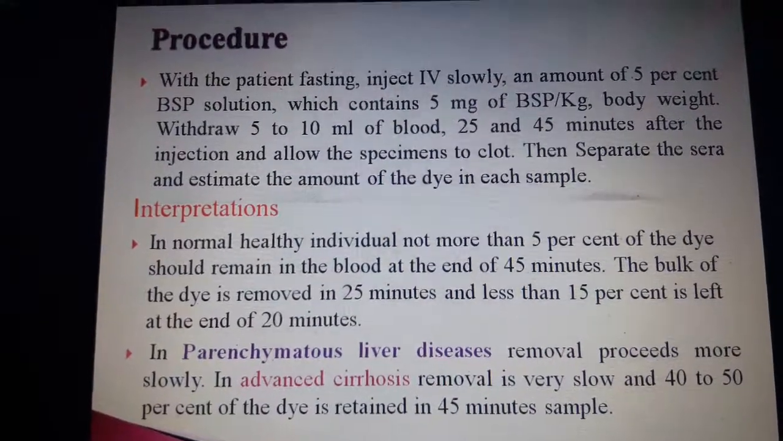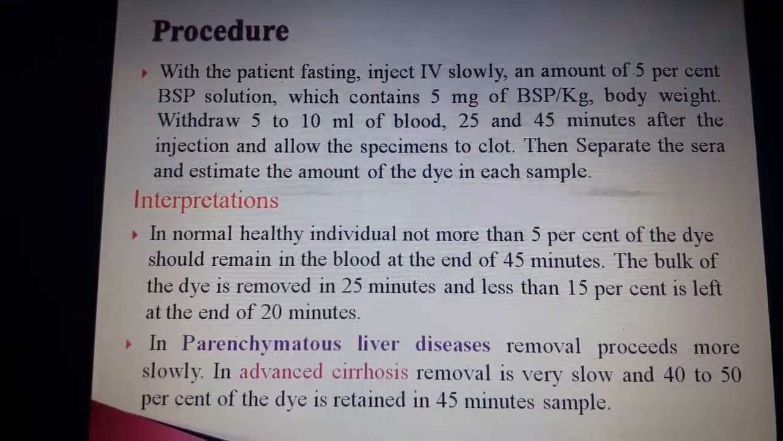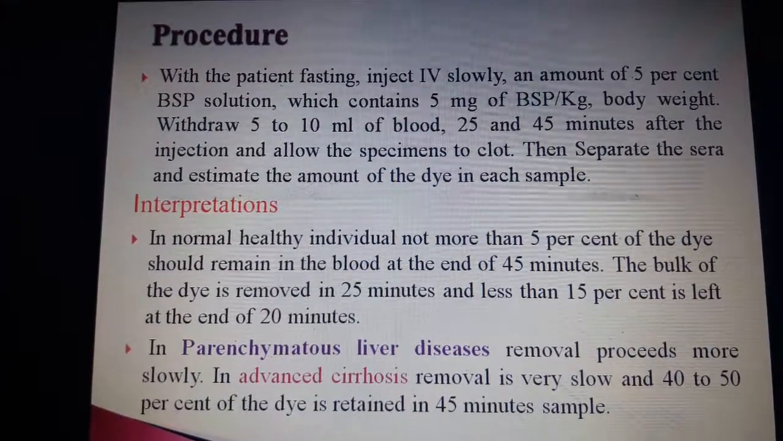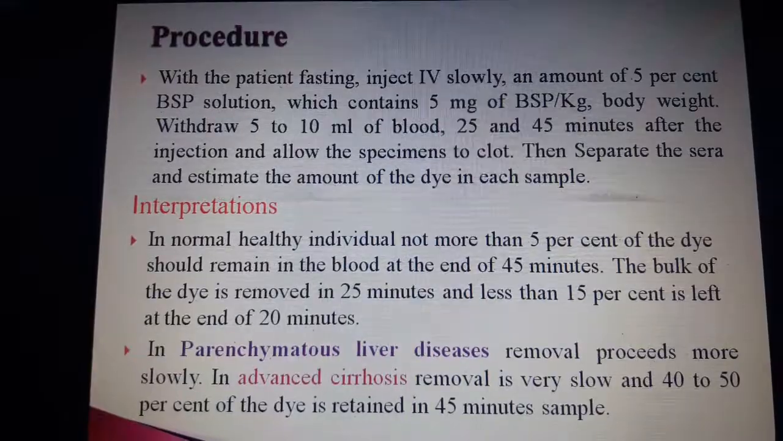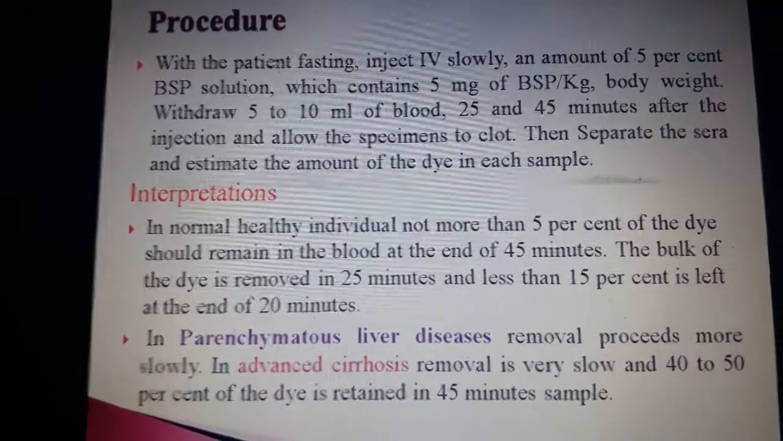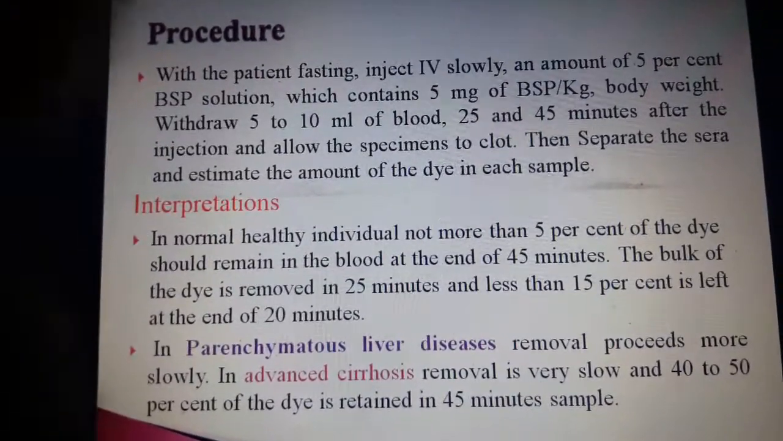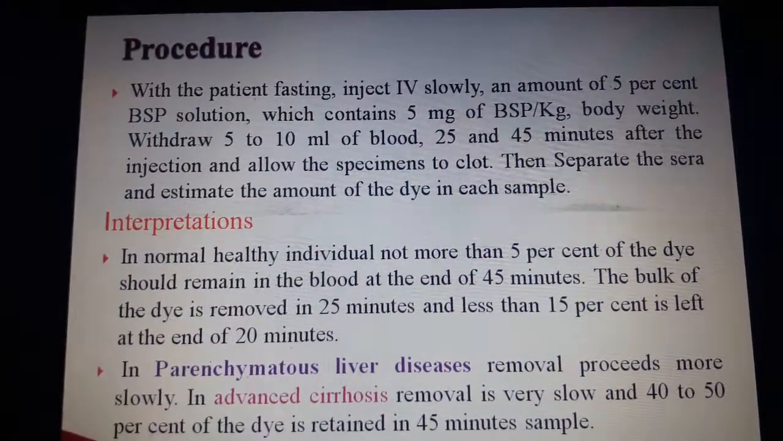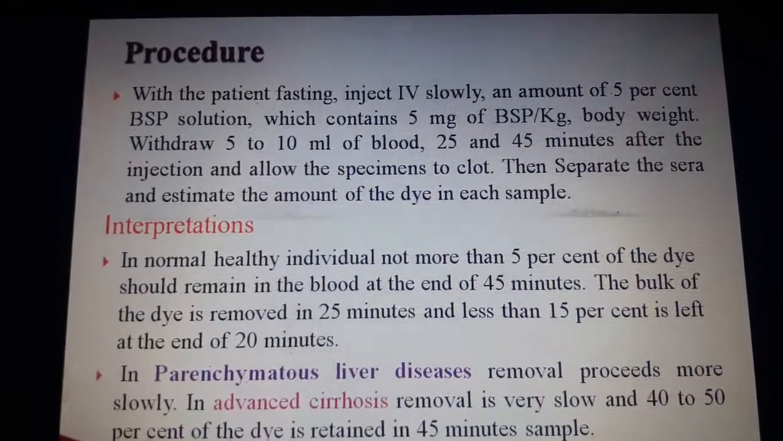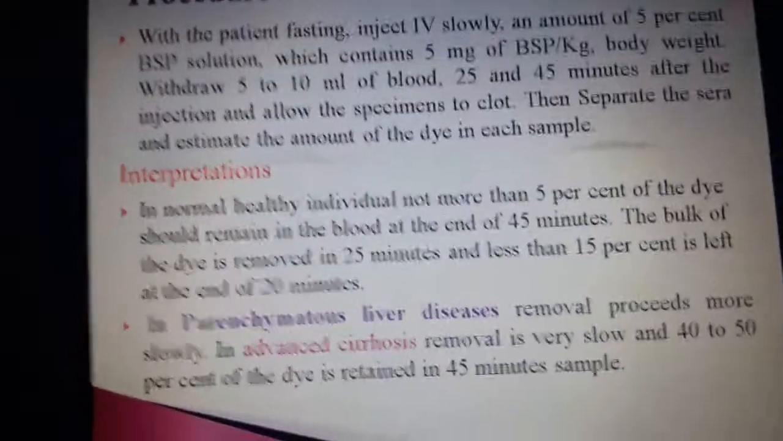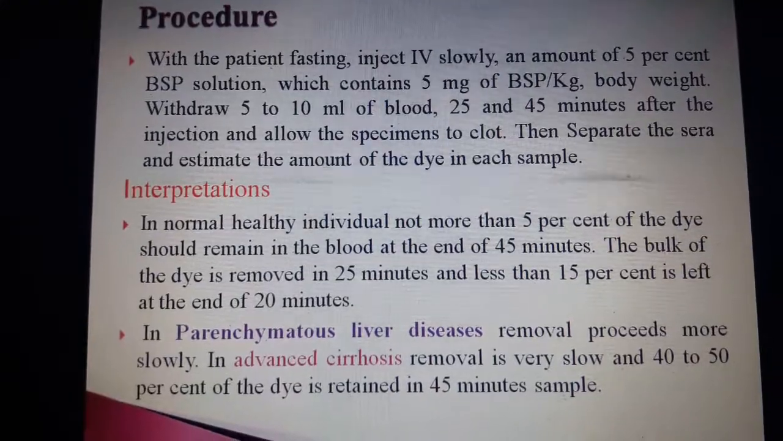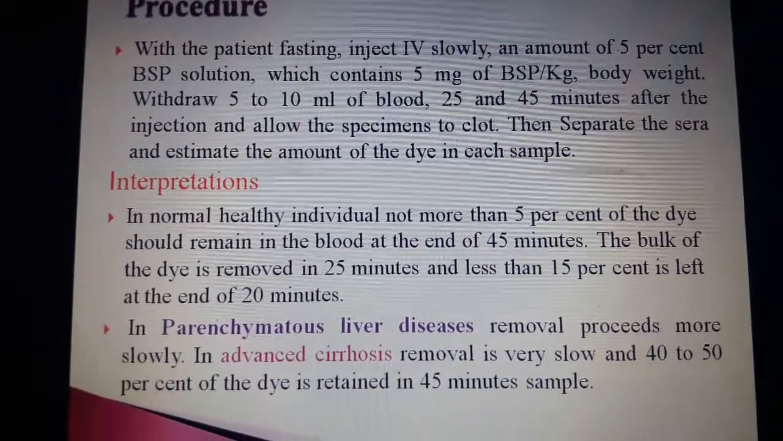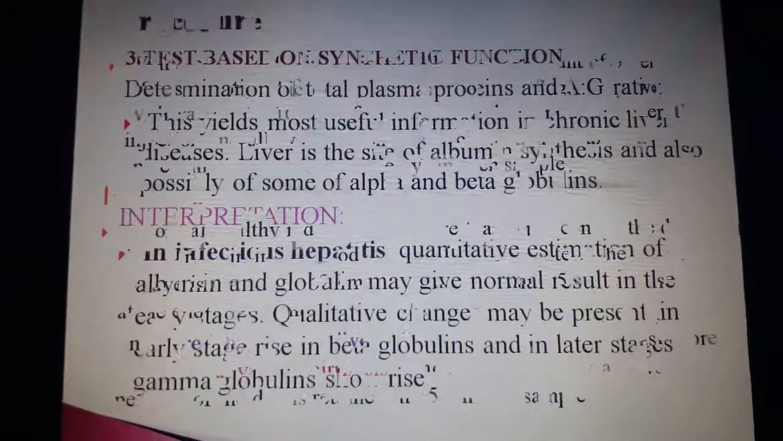Interpretation. In a normal healthy individual, not more than 5% of the dye should remain in the blood at the end of the 45 minutes. The bulk of the dye is removed in 25 minutes and less than 15% is left at the end of 20 minutes. In parenchymatous liver diseases, removal proceeds more slowly. In advanced cirrhosis, removal is very slow and 40 to 50% of the dye is retained in 45 minutes.